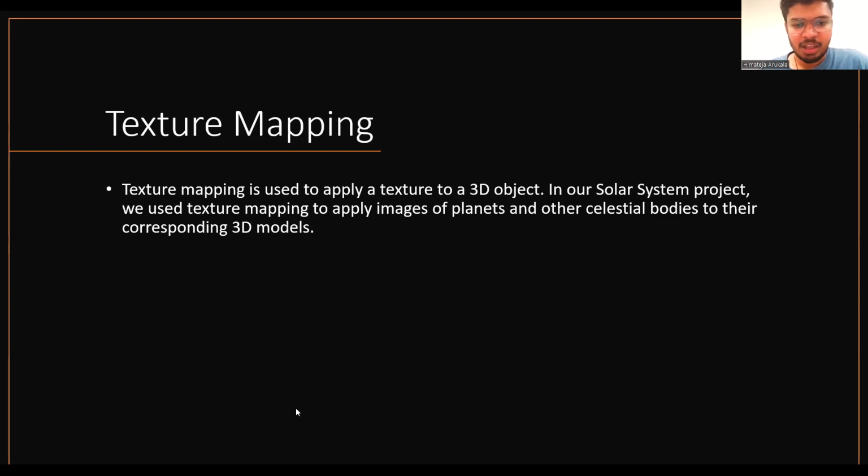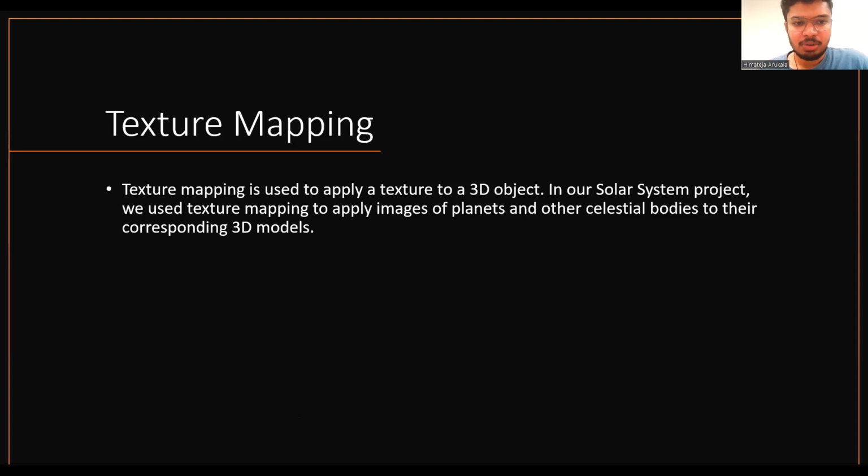In our solar system project, we utilize texture mapping to apply high quality images of planets and other celestial bodies to their corresponding 3D models. This allowed for a more impressive and visually engaging experience for the users and helped to make our project feel more like a true representation of a solar system.